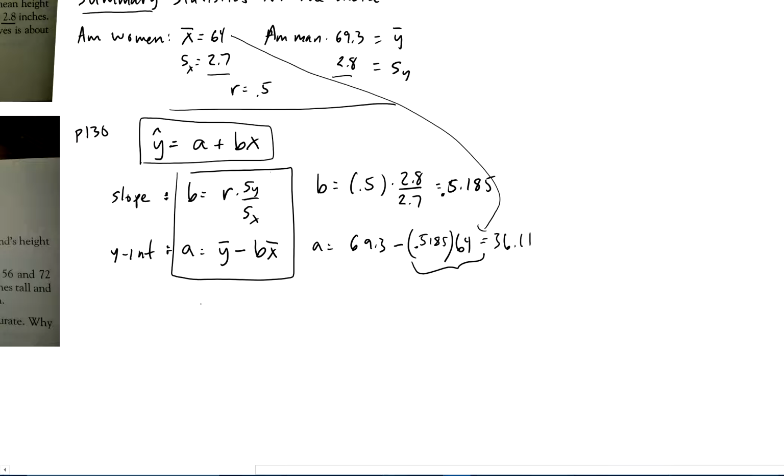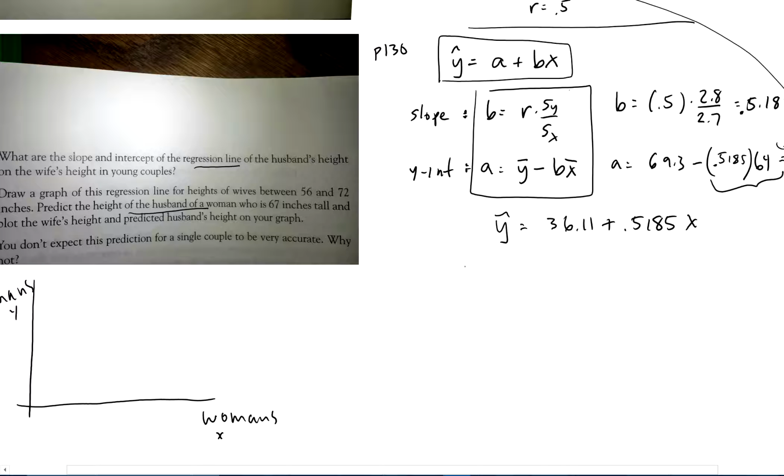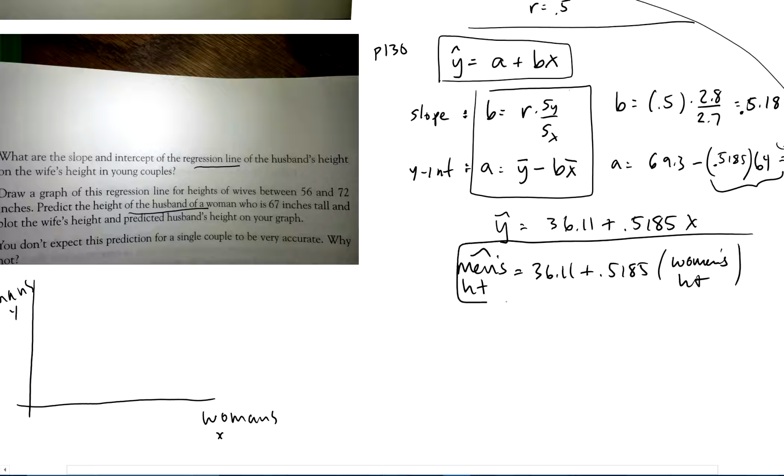So my regression equation would be y hat equals, in this case, a is the y-intercept, 36.11 plus 0.5185x. Or, in context, we're predicting men's height from women's height. So men's height hat equals 36.11 plus 0.5185 times women's height. This is why I like doing this better, because then I don't have to remember what's x and what's y. Okay, so there's the regression line for that.